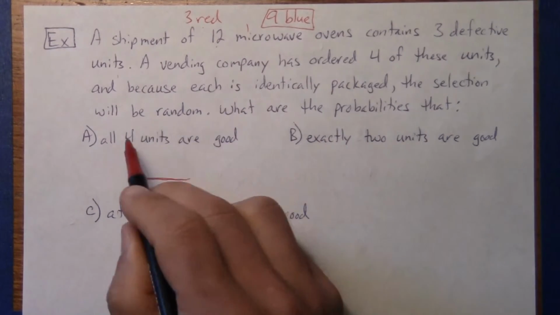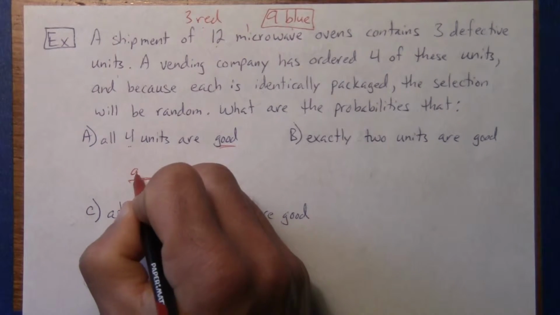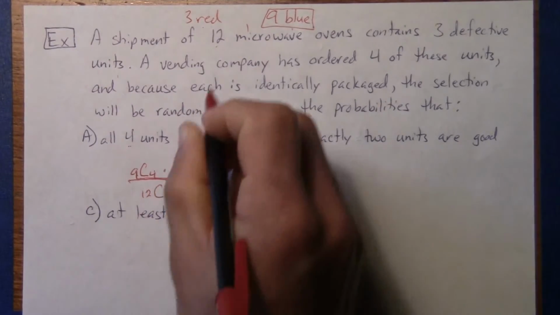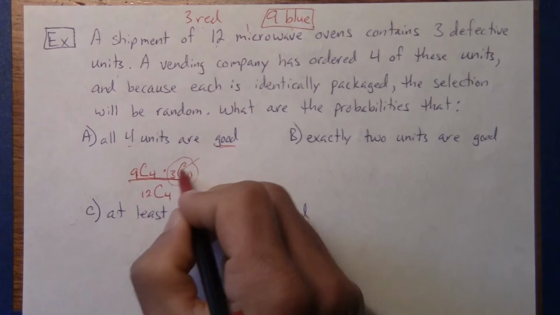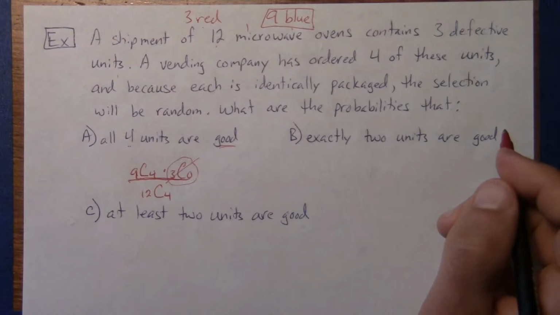In the numerator, you get specific. You want 4 good ones, in other words, blue ones. There are 9 good ones, or blue ones. You want 4 of those. There are 3 red ones, or defective ones. You don't want any of those. And you don't necessarily need to write that because we know that that's equal to 1. But this is what you would calculate.